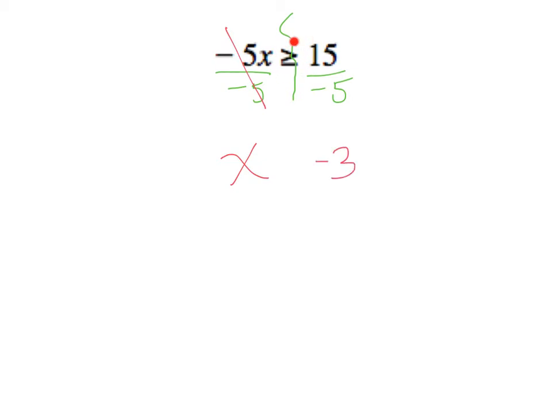Here's where you've got to be careful. Because anytime you multiply or divide by a negative number, the rule is your inequality sign flips. This is what I would be looking for. X is less than or equal to negative 3. Anytime you multiply or divide by a negative number only, you flip the inequality.